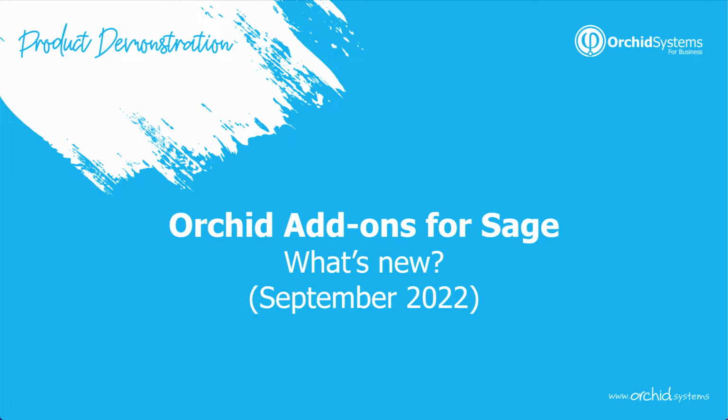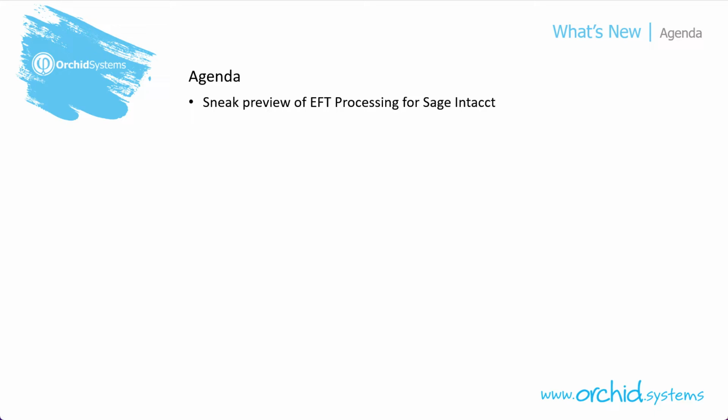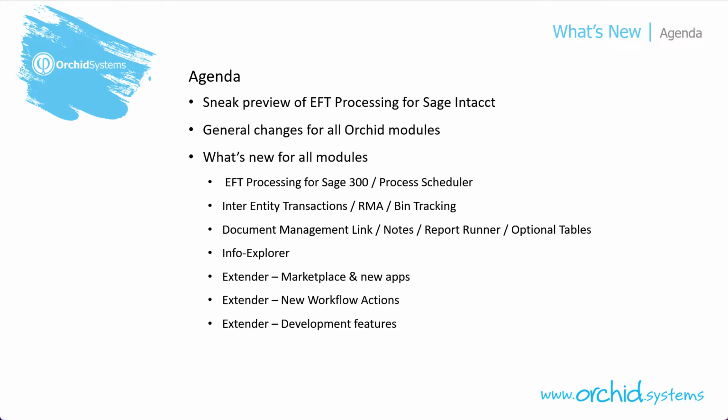September is generally the time when Sage releases a new version for Sage 300, so we thought it would be a good time to review what has changed in Orchid's modules since the last release of version 2022 a year ago. In this webinar, we're going to have a sneak preview of our EFT processing for Sage Intacct. We're going to look at the general changes for all Orchid's modules that have happened in 2022. And then we'll look at the individual modules for changes specific to that module. And we'll demonstrate some of these features as we go.